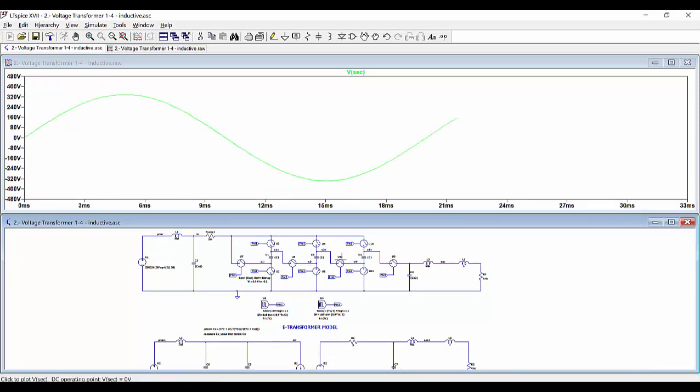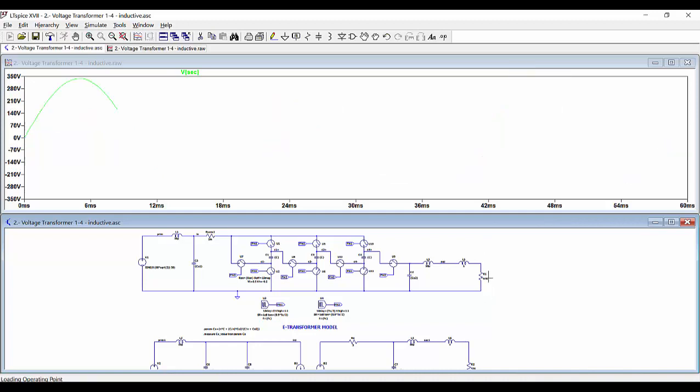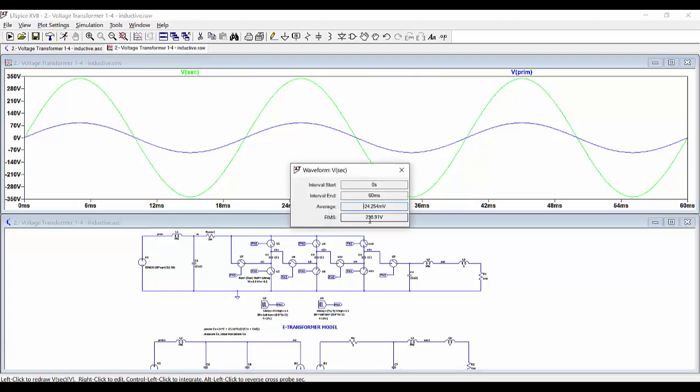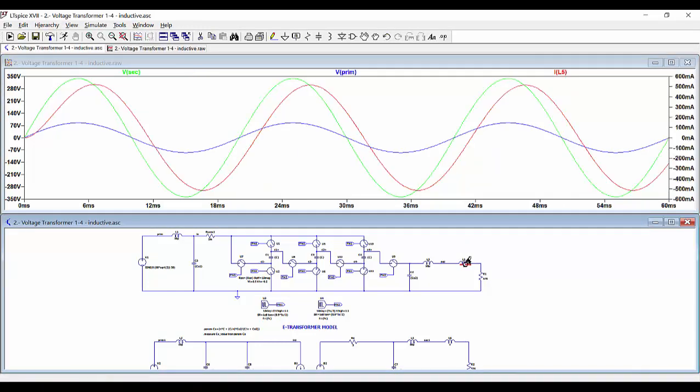Here we can compare it with the input voltage, which is 60 volts RMS in blue, and in green we have the output voltage applied to our inductive load. So we can check the output voltage RMS value, which is 238.9 volts, which is good. We can take a look also at the current at the output. So we can see that in red is the current and is inductive compared with the output voltage in green.